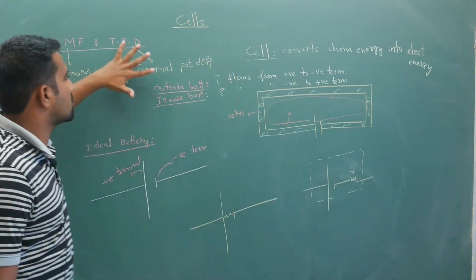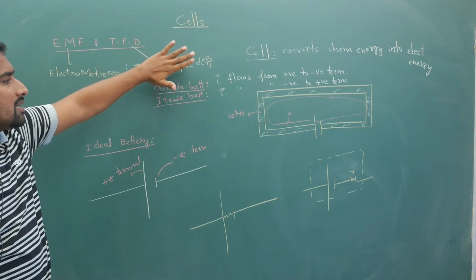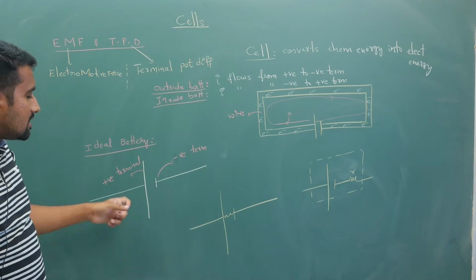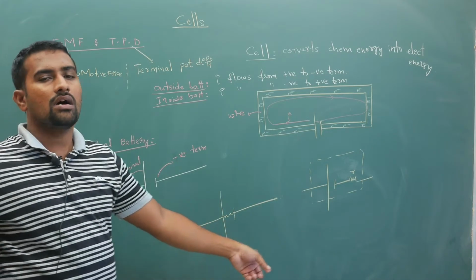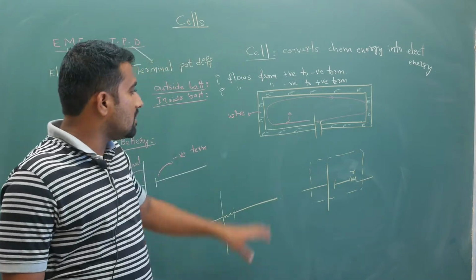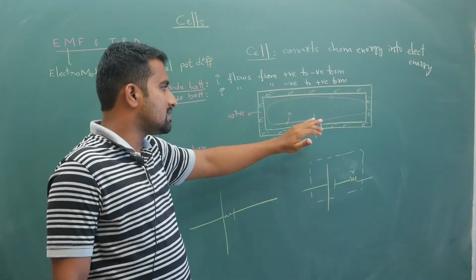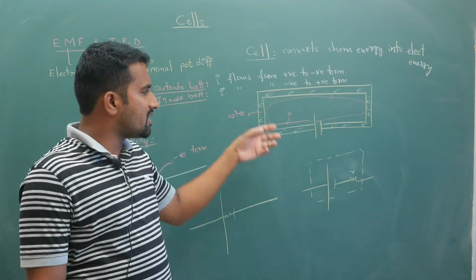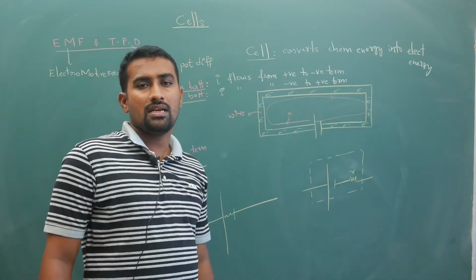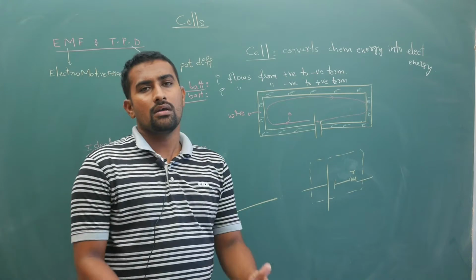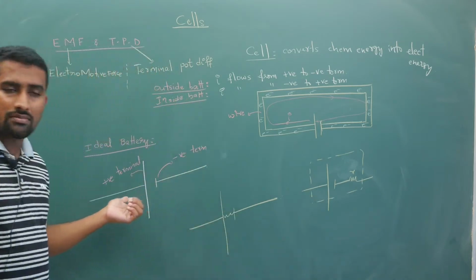So far I did not use these two terms, EMF and terminal potential difference. But if you take a cell, a cell symbol is like this, and a cell with internal resistance is represented like this or with some box like this. In a cell, basically it converts chemical energy into electrical energy, and because of the chemical reactions your electrons will start moving from negative to positive terminal like this.